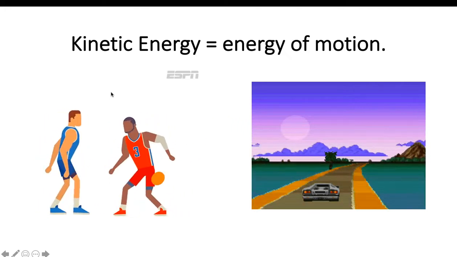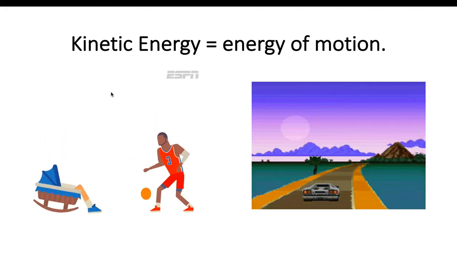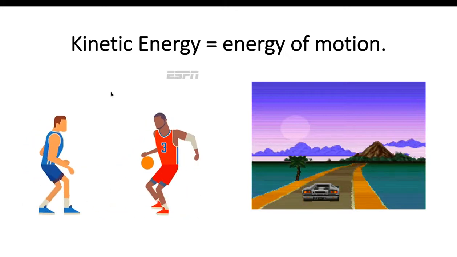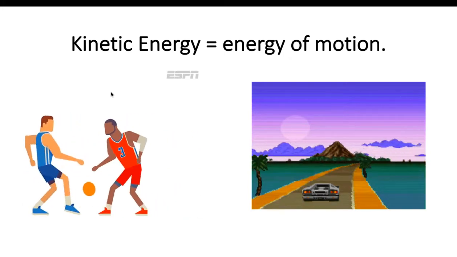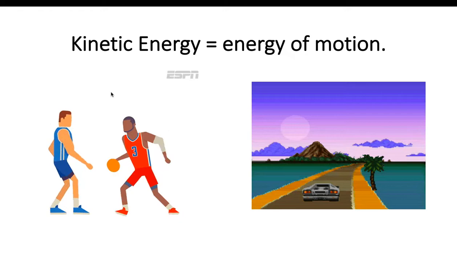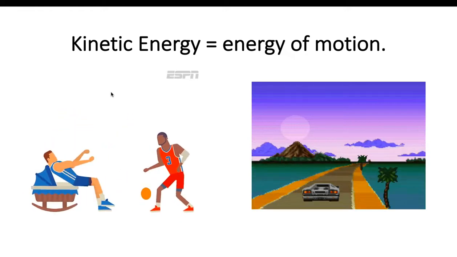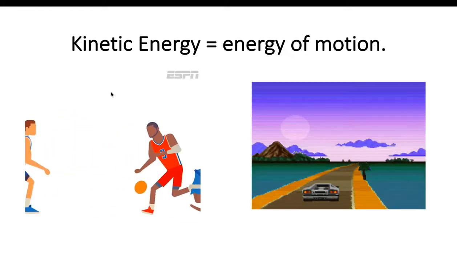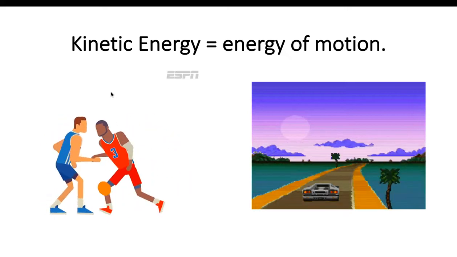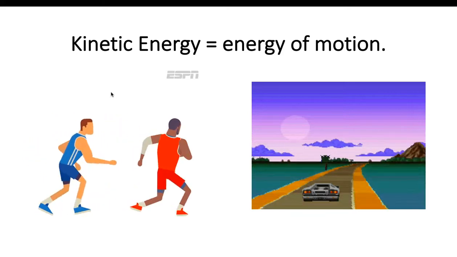This is a quick review of kinetic and potential energy. Kinetic energy is very easy to understand. This is energy of motion. Anything moving has kinetic energy. And the faster it moves, the more kinetic energy it has. If that car would slow down, it would have less kinetic energy.